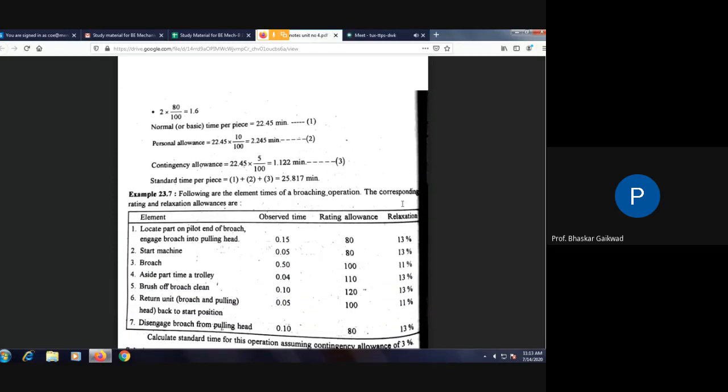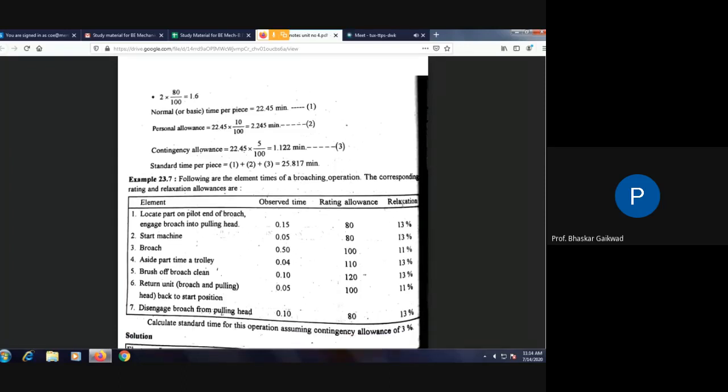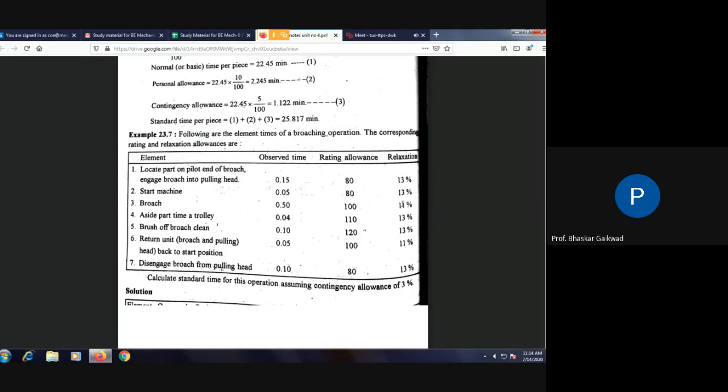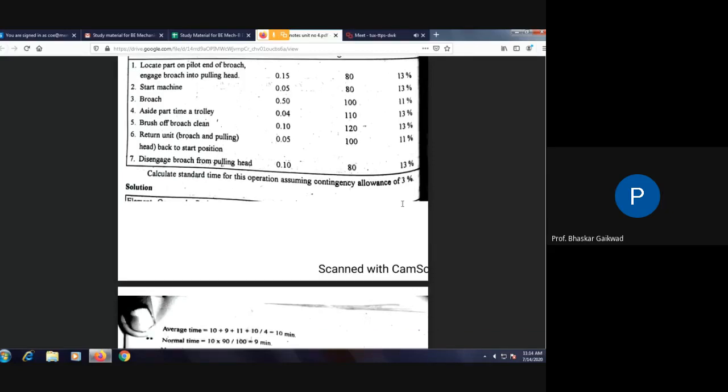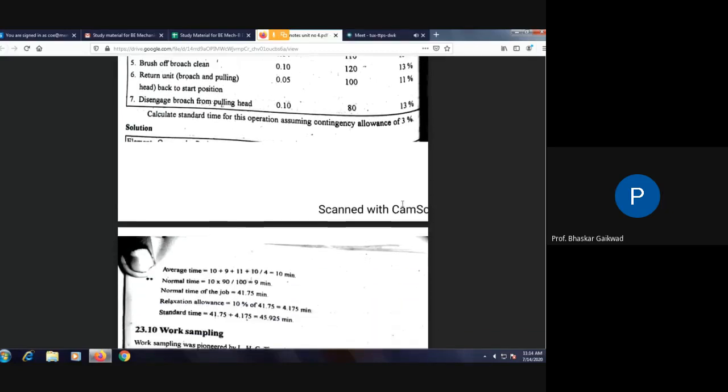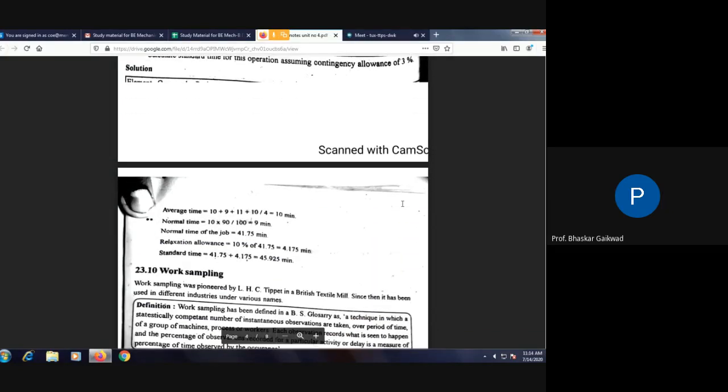After that, the third example is related to broaching operations. An internal gear can be manufactured by broaching. So how much standard time is required for a broach for a particular product? This we can calculate as observed time into rating into relaxation. Personal allowance and contingency allowance will always be there. Other allowances will not be considered.